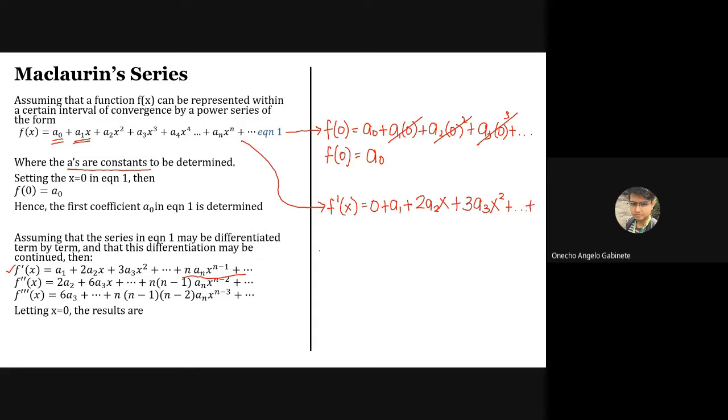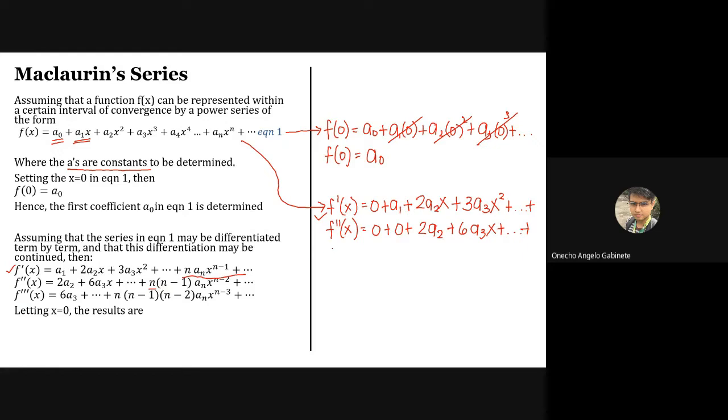Next, kunin po natin yung second derivative, f double prime, is 0. Derivative ng a sub 1 is 0. Derivative po ng third term dito sa taas is 2a sub 2. And then yung kasunod po is 6a sub 3 times x and so on. So, ang form po na kasunod niyan is n times n minus 1 times a sub n times x raised to n minus 2. So, yun po yung form natin.